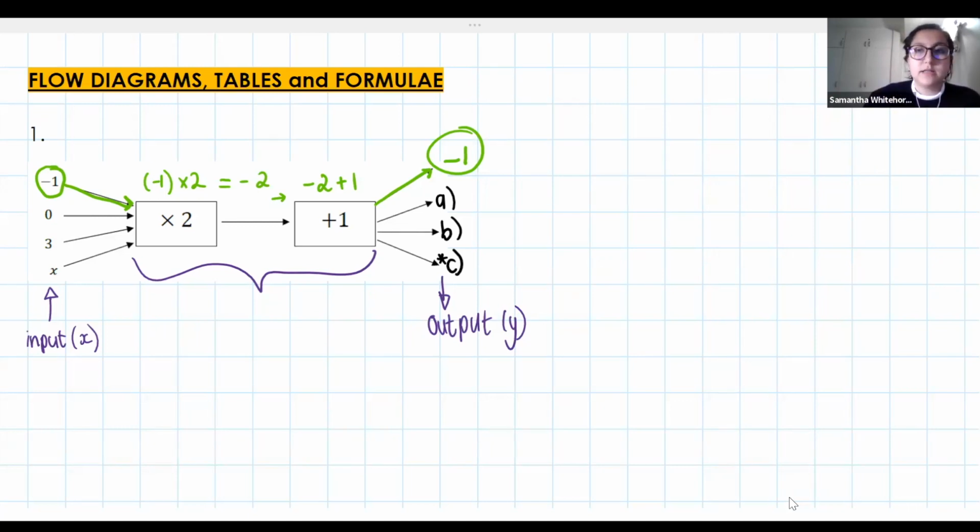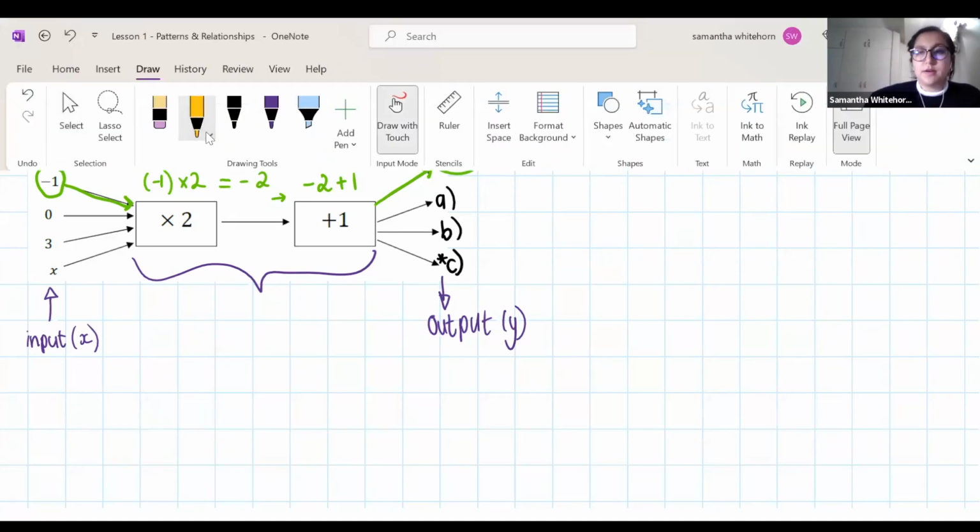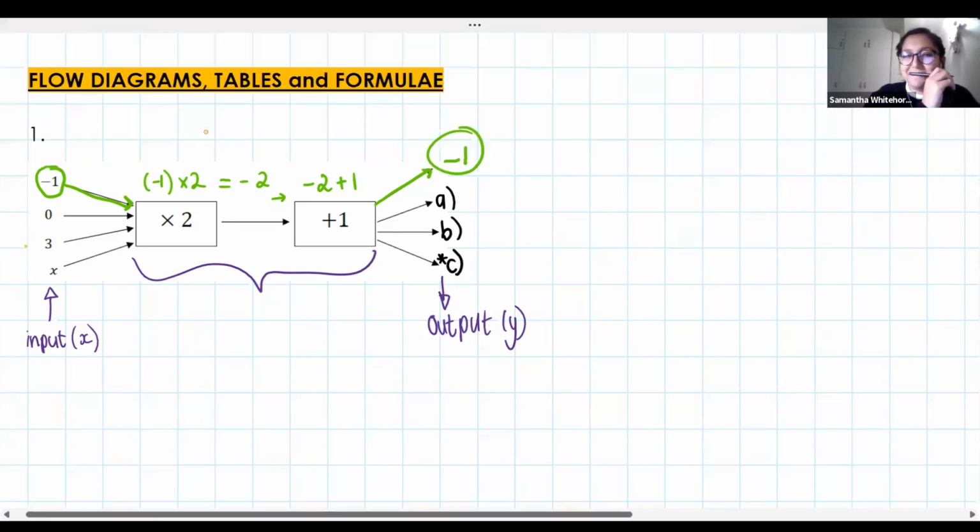Good, grade 8s. Those of you trying C, good on you. Well done for giving it a try.